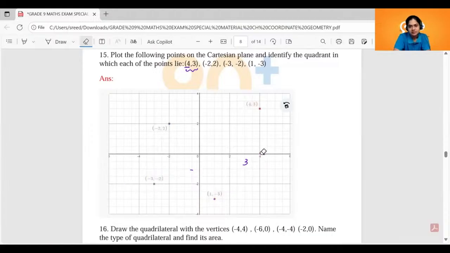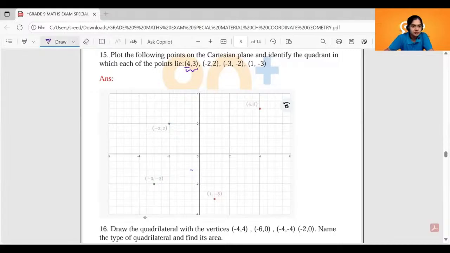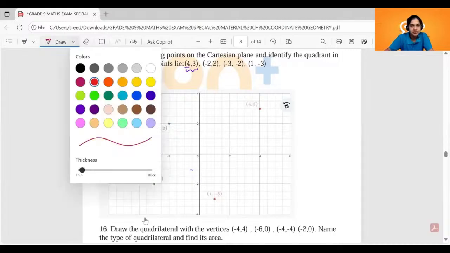Clear, right? The points are beautifully plotted over here. So just draw the perpendiculars to that point, and you will get the required point over there. All right, so moving on to the next one.